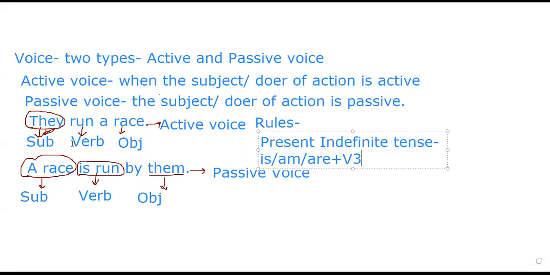Okay, so when I use a race, it is singular, so I use is. Okay, and then I use third form of the verb run. Run's third form is also run only. Okay, so is, m, r plus verb's third form, and then I told you that subject will become object and object will become subject. That rule will be there. And then they will change into, I will change into me.